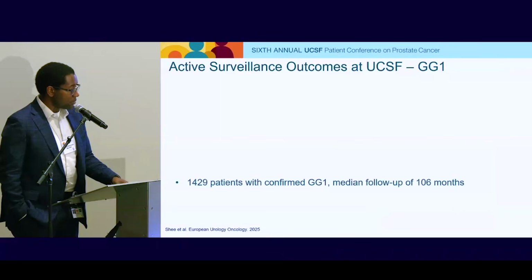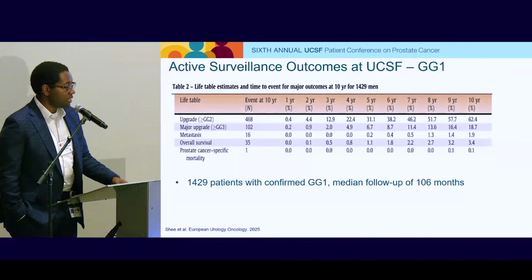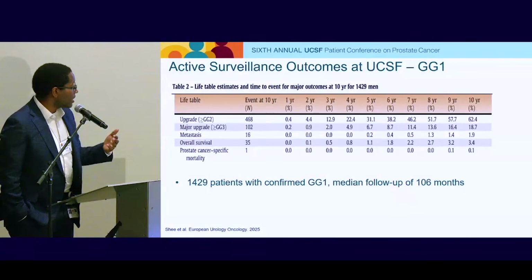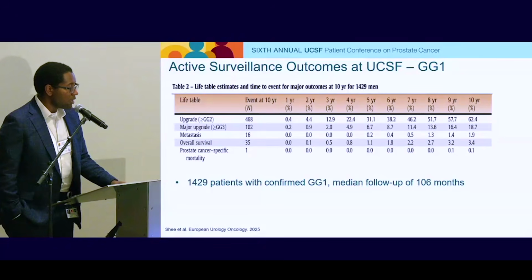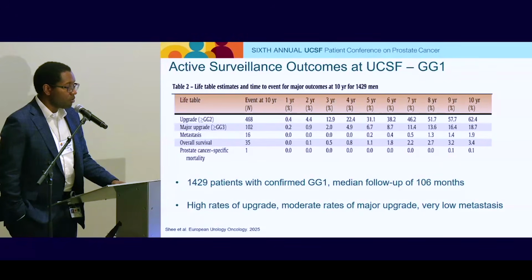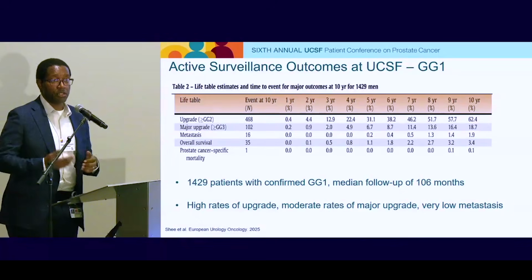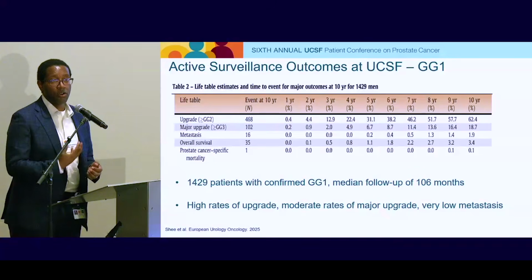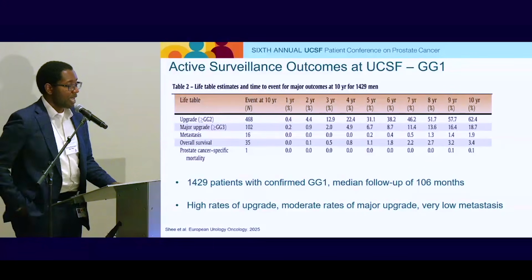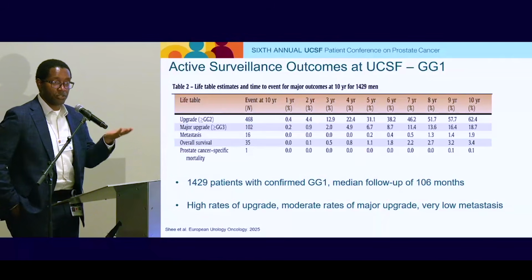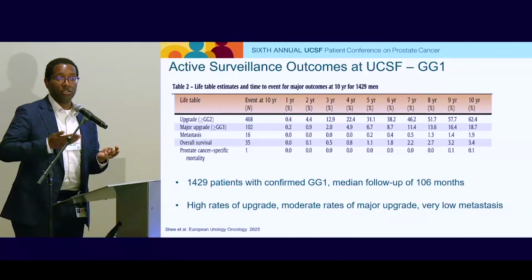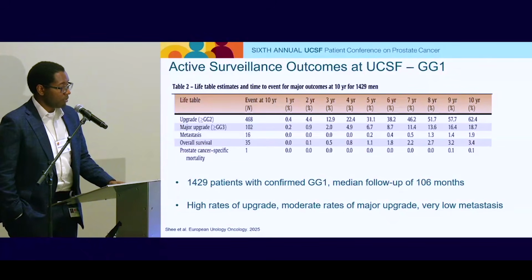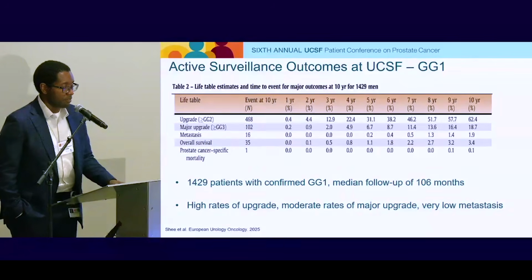Now, our outcomes within UCSF, if we look specifically at those patients with grade group 1, which is Gleason 3+3 disease, this is work done by Kevin Shee, our incoming fellow and our current resident. When we monitor these patients over time, as expected, some of them will have changes under a microscope. And that's what we see in terms of upgrade, meaning a change in the Gleason score over time on subsequent biopsies. As expected, starting out with very low-risk disease or low-risk disease, you have a higher chance of change over time. So it's not surprising that we see rates of upgrade as we follow these patients out to 10 years, but very low rates of metastasis.